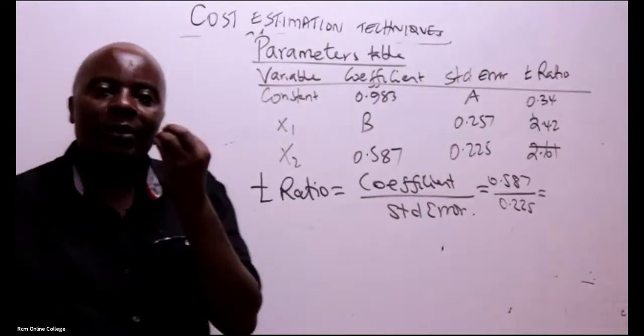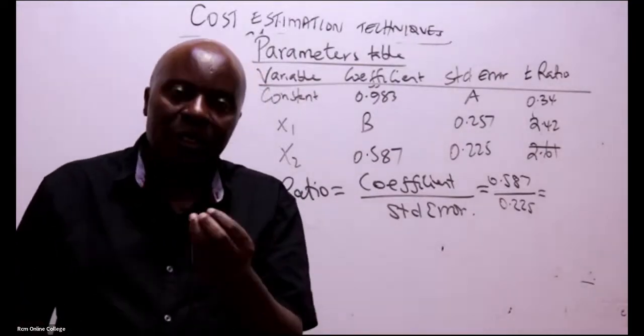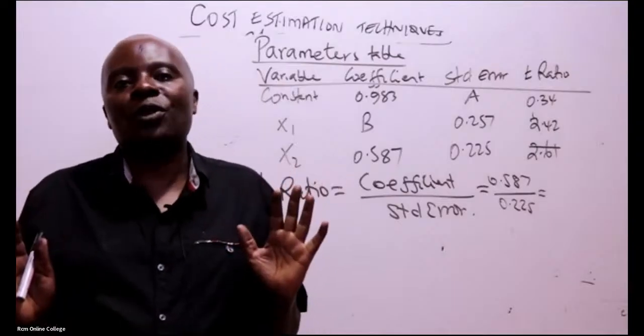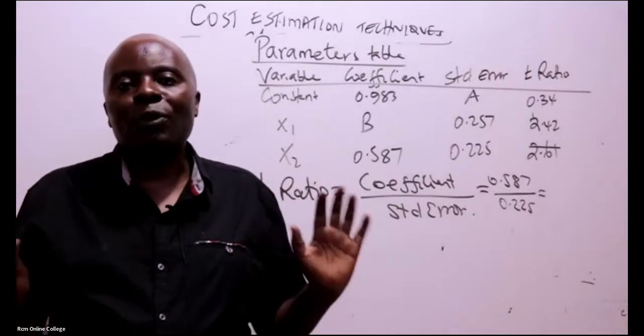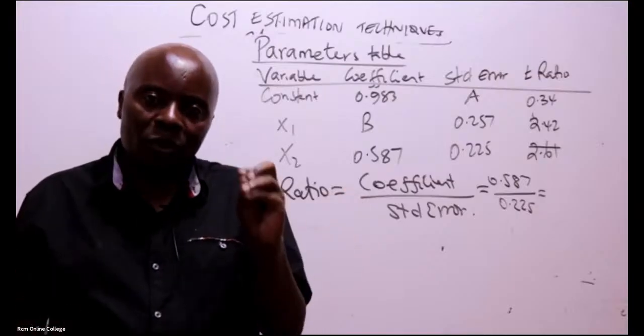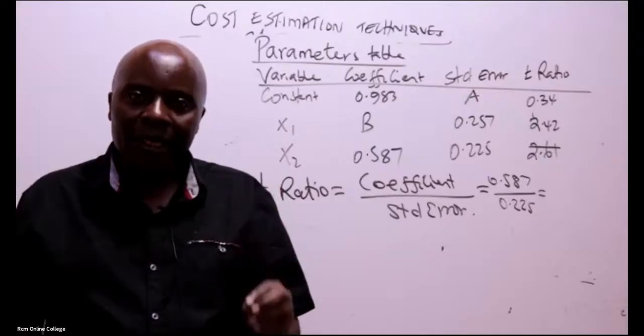So then what I'm coming to sell to you here this evening, ladies and gentlemen, is a simple formula. And this is the bedrock of this multiple variable regression. To get the T ratio, you shall take the coefficient always divided by the standard error.